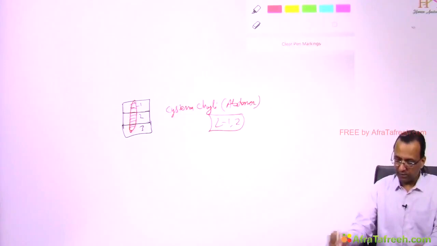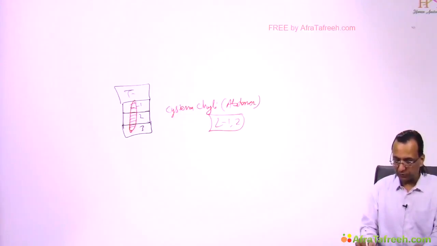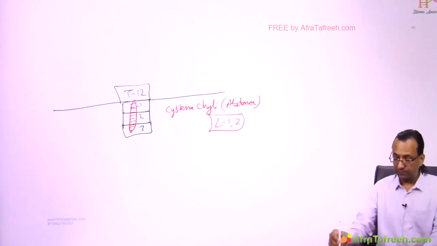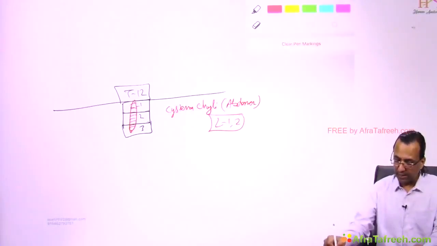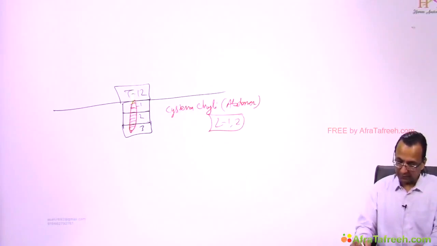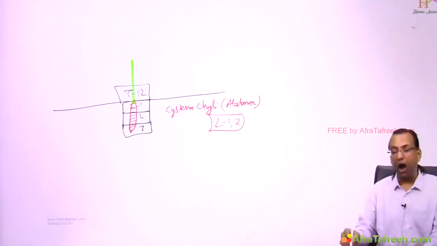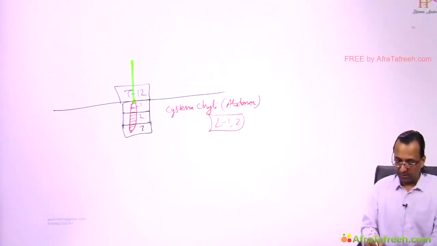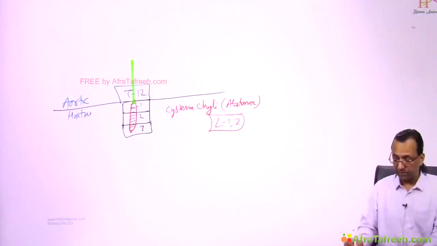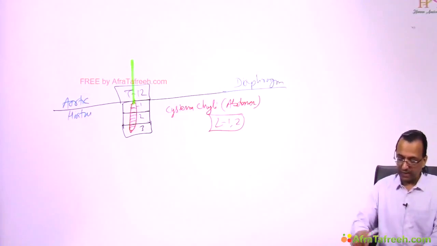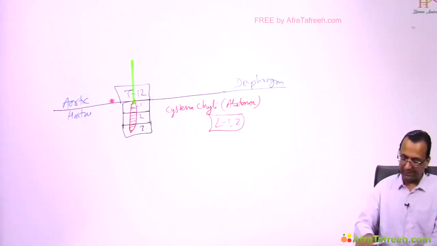Now you will have the T12 vertebra. At the lower part of the T12 vertebra, it will continue from the cisterna chyli, passing the aortic hiatus. There is an aortic hiatus in the diaphragm here. This is the diaphragm. So at the lower part of the T12 vertebra, there is an opening in the diaphragm which is called the aortic hiatus.